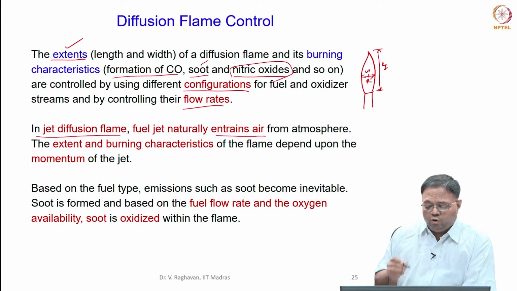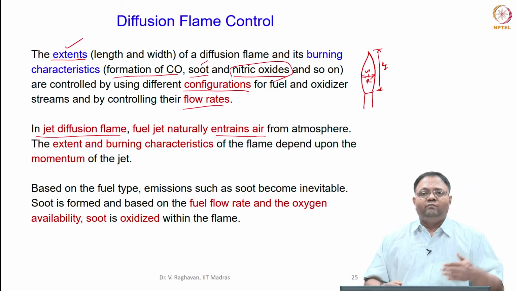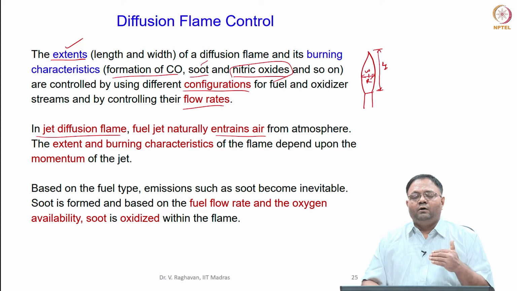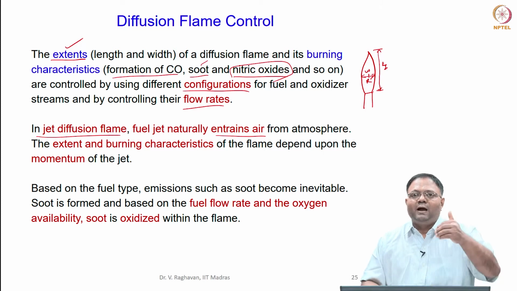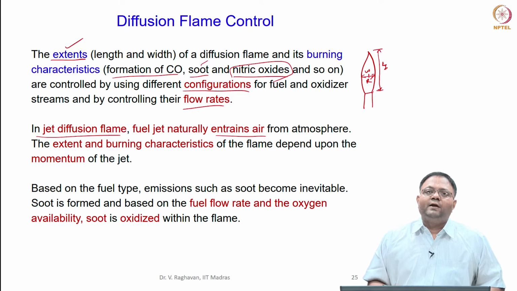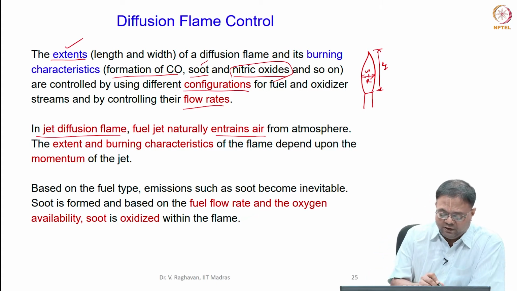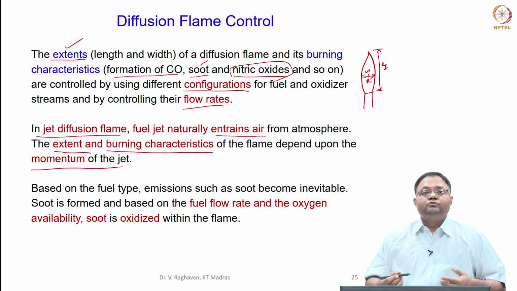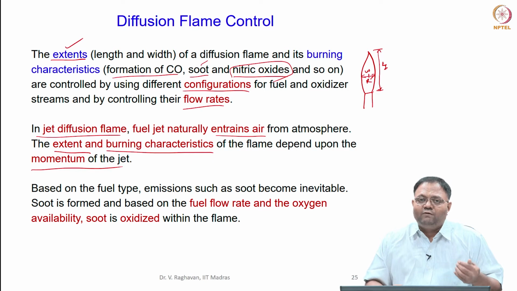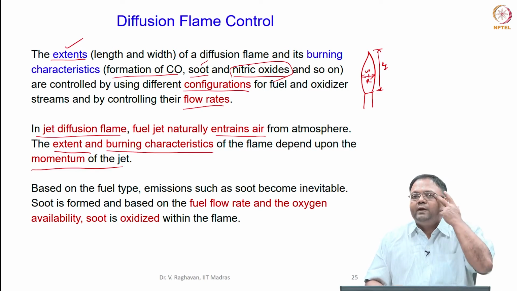So how will you control the burning characteristics? When I operate the burner at a minimum flow rate, there may not be much emissions. Even the soot which is formed may be oxidized within the flame itself. However, when I go to the maximum limit of the burner operation, then I may get more CO, which is not as per the standards. Then I can also get more soot and so on. So how to control this? That is the main thing. In the jet diffusion flame, the extent and the burning characteristics are dependent only on the momentum. So when I don't have any other control, we will be in trouble.